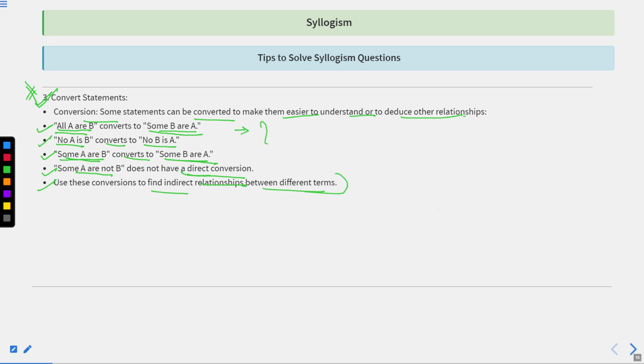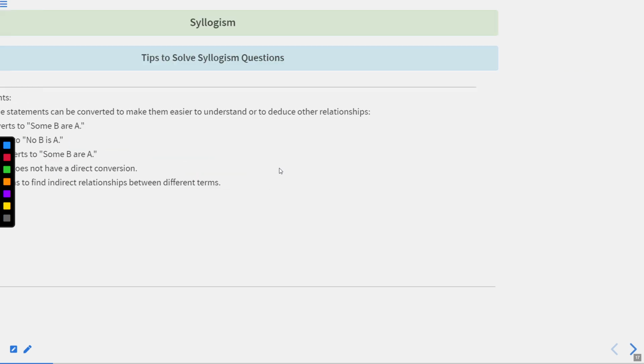Very important point of discussion for you guys, and you need to keep this in mind whenever you are solving this question: some A are B is equal to some B are A. No A is B is equivalent to no B is A. All A are B is equal to some B are A. But some A are not B does not have any sort of conversion. So don't get confused that if some A are not B, then it will be said as some B are not A. That can be true, that cannot be true. Both inferences can be made from that. Therefore, direct conversion is not possible in that particular manner, my dear students.